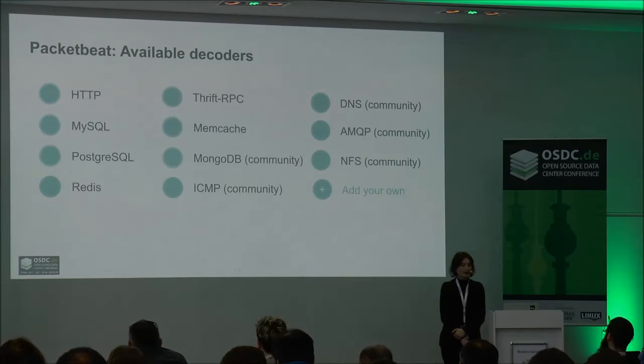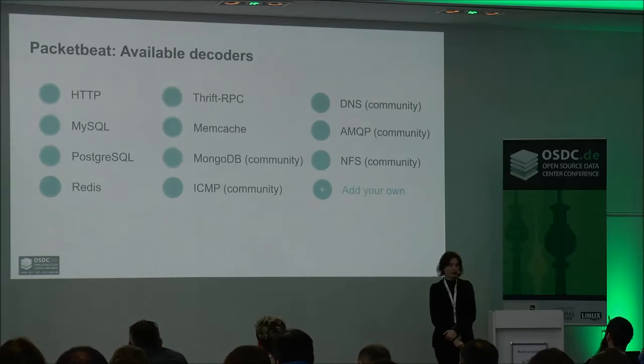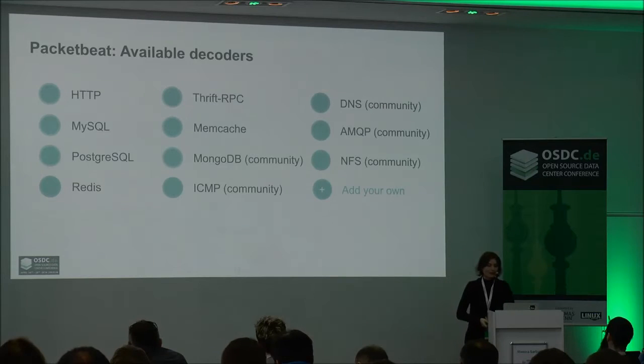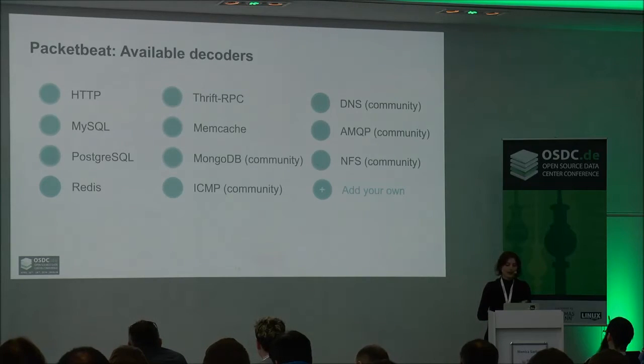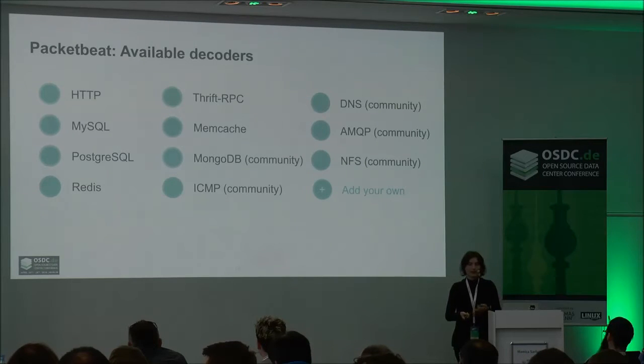So we have quite many available decoders in Packetbeat: HTTP, MySQL, PostgreSQL, Redis, Thrift-RPC, Memcache, and also from the community are MongoDB, ICMP, DNS, AMQP, NFS, and also you can add here your own decoder.